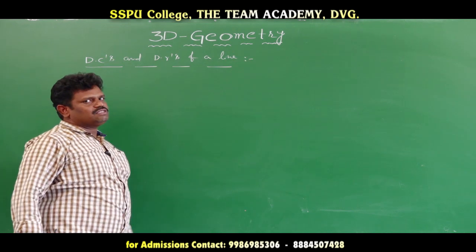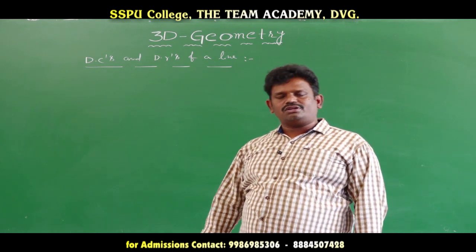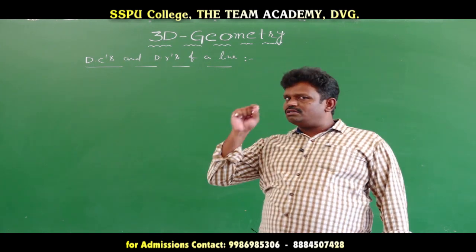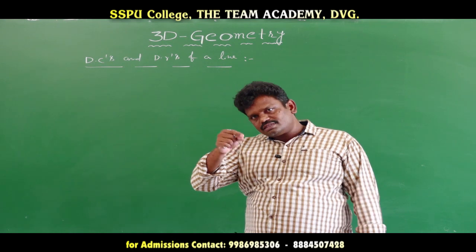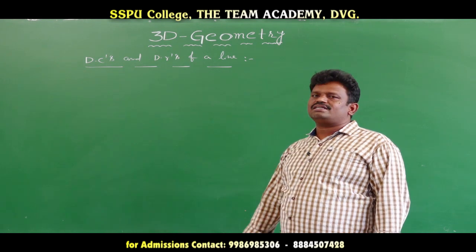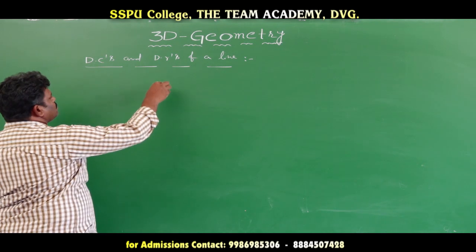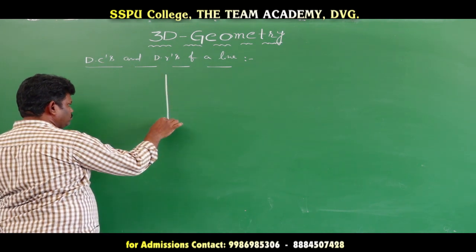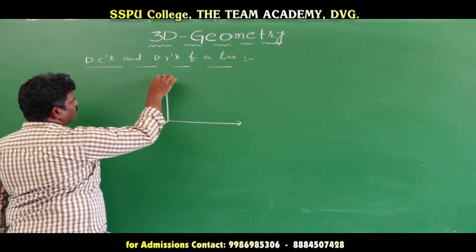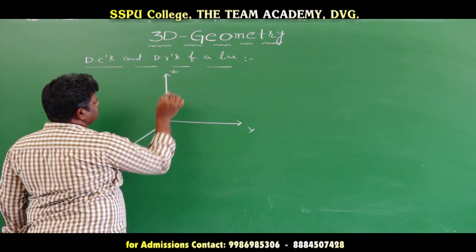We already discussed direction cosines and direction ratios of a line in the previous topic, vector algebra. At that time I already told you that vector algebra concepts are the basics for this topic. Once again, let us revise what the direction cosines and direction ratios of a given line are. First we take a rectangular coordinate system with x axis, y axis and z axis.